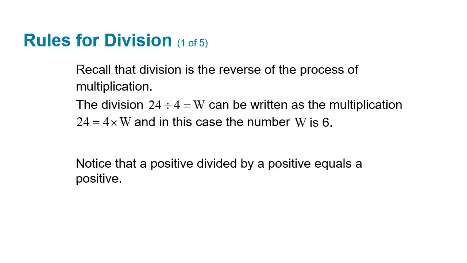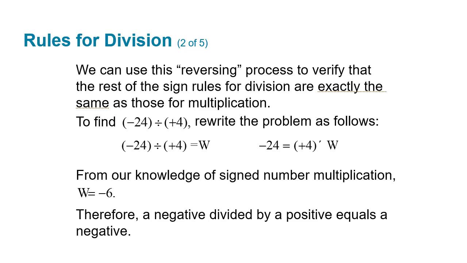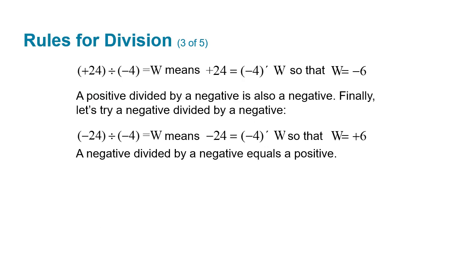So, because it works for multiplication, we know it works for division, right? A positive divided by a positive will still be positive. 24 divided by 4 is 6. A negative divided by a positive will give us a negative. And then a positive divided by a negative would also give us a negative. And then lastly, a negative divided by a negative will give us a positive.